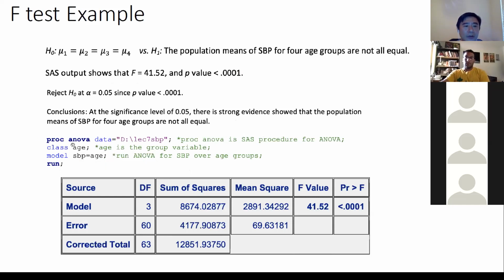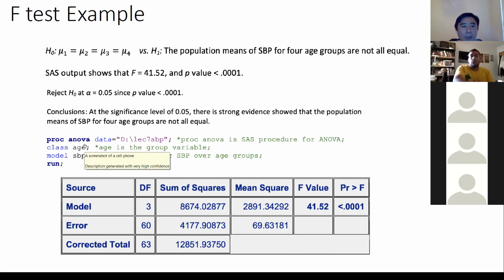In SAS, the procedure is called PROC ANOVA. So we use two procedures. The first procedure, PROC ANOVA, is for one-way ANOVA. But you can also use PROC GLM, which is usually used in two-way ANOVA with interactions. But in one-way ANOVA, PROC ANOVA is sufficient. You just use PROC ANOVA in SAS.